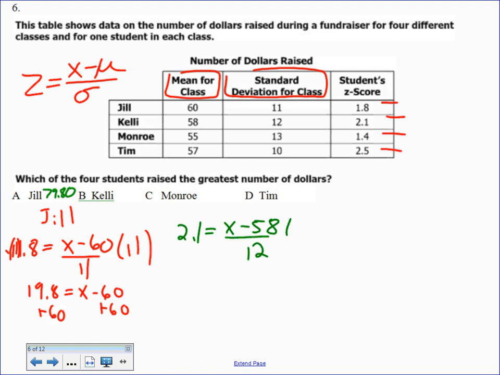Multiply both sides by 2.1. I'm sorry, by 12. And we will get 25.2 equals x minus 58. Add 58 to both sides, and we'll get $83. Oops, sorry, that was Kelly, wasn't it? So Kelly raised $83.20. And we can do the same process over and over again.